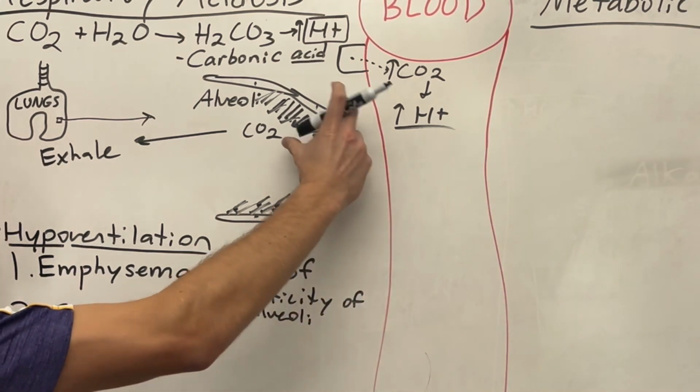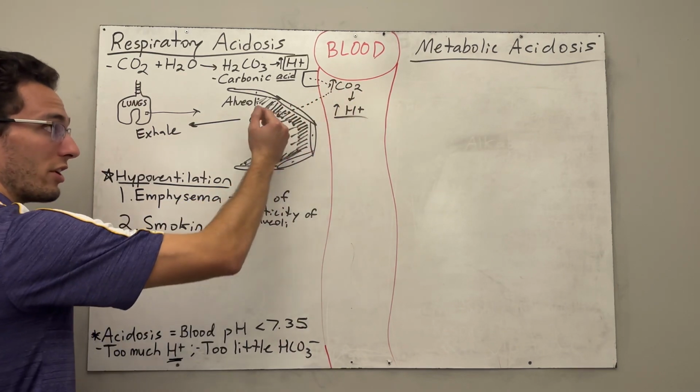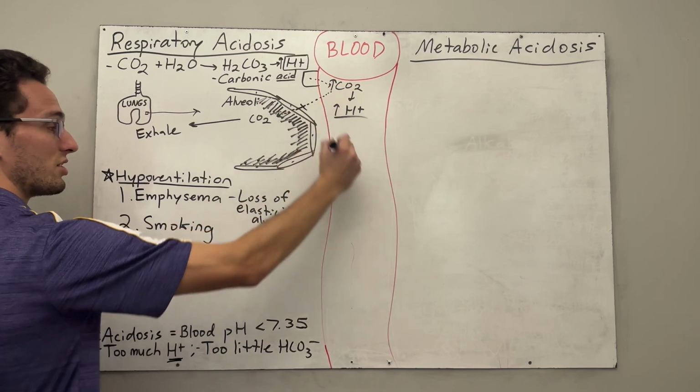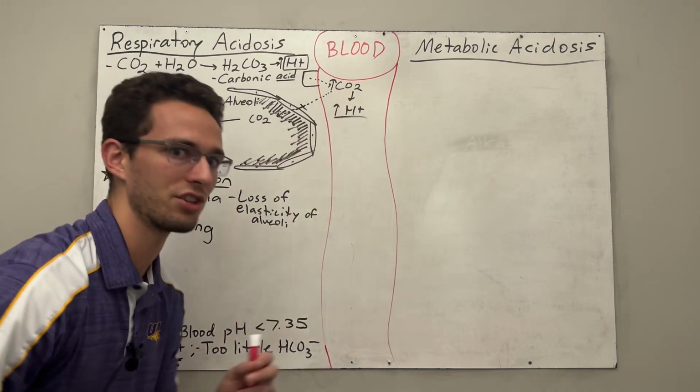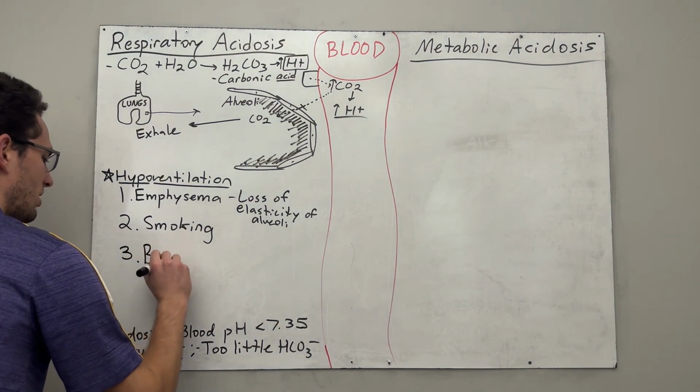Well, now it's got a big thick layer to get through. So the diffusion of CO2 is going to be compromised. So therefore, less CO2 will leave because it's getting stuck. Therefore, it stays in the bloodstream and makes you acidic. And the last thing is due to some sort of brainstem injury.